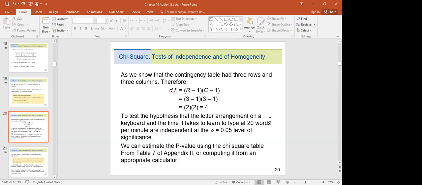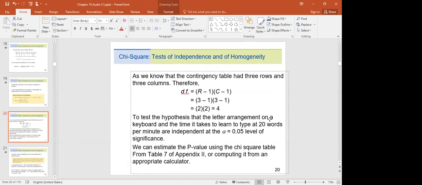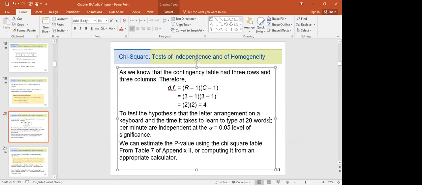When p is less than or equal to alpha, we reject the null hypothesis. Otherwise, we do not reject the null hypothesis. So what decision do you think we should take here? We reject or we do not? Reject. We reject the null hypothesis because p is less than or equal to alpha.